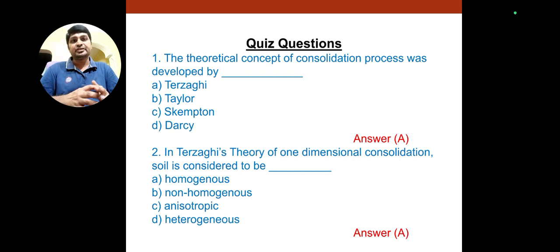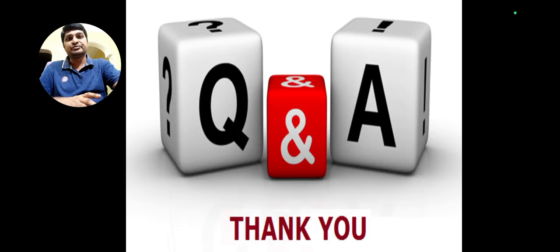In Terzaghi's theory of one-dimensional consolidation, the soil is considered to be, and the options given are: homogeneous, non-homogeneous, anisotropic, and heterogeneous. The first assumption made by Terzaghi is that the soil is homogeneous and isotropic. With this knowledge, we conclude the consolidation process.